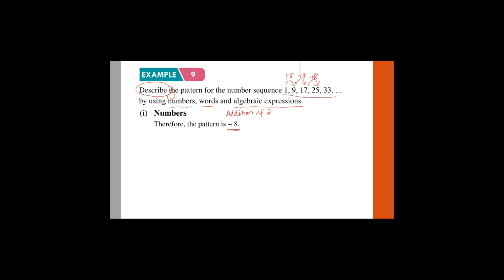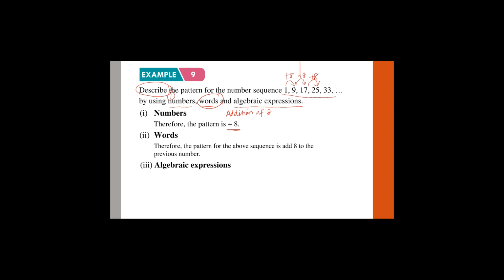When it comes to word, previously you have learned how to describe using word, meaning that plus, add, or addition, add to the previous number, right? So that is just how you are going to describe using word. You can see the answer given here. Therefore, the pattern of the above sequence is add to the previous number. So you can write down add to the previous number. That's enough.